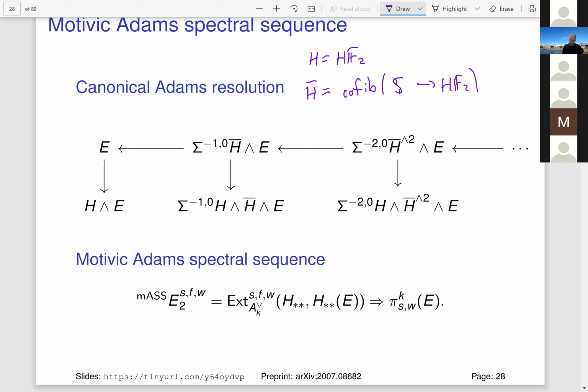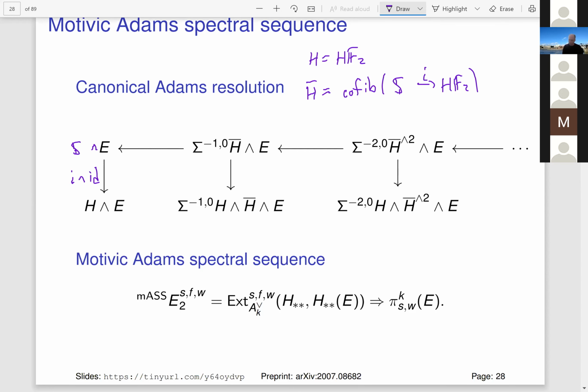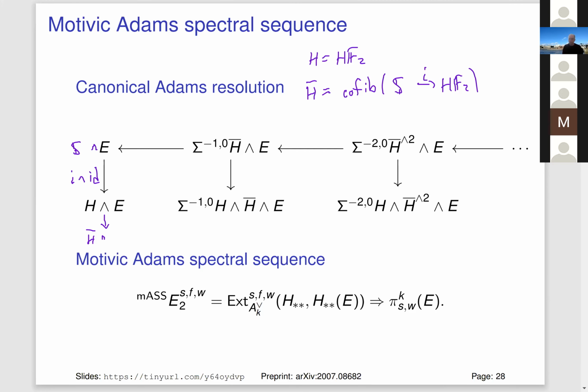So I start by recognizing that E is equivalent to E smash the sphere spectrum. Now I can apply my unit map from the sphere to H and the identity on E. So maybe I'll call this I. If I took the cofiber, I would get H bar smash E. But if I take the fiber, I turn my triangle and I introduce a desuspension. So that's where that suspension -1 comes from.